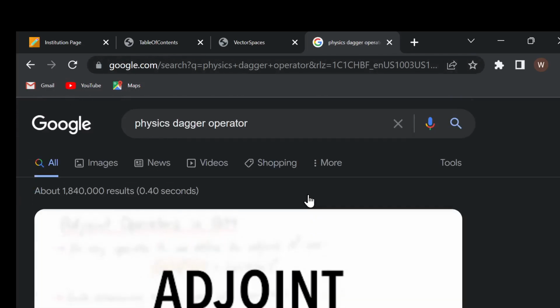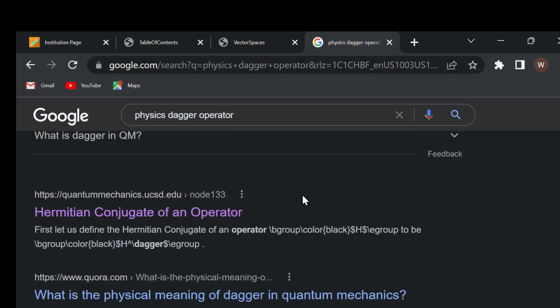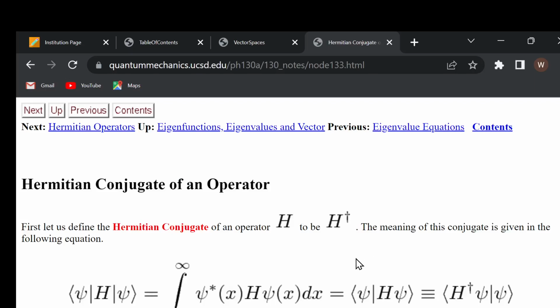Now, mathematicians use the dagger for adjoint, but physicists use the dagger for complex conjugate. And that's what the dagger looks like. Don't worry about that whole integral thing. We'll talk about that in chapter 5.